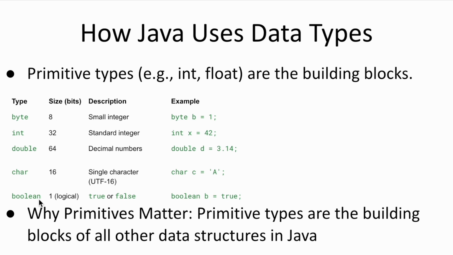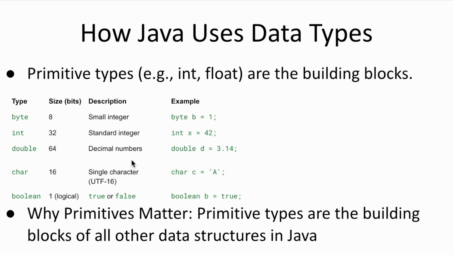Primitive types are the building blocks of all other data structures in Java. Each primitive type has a fixed size in bits, represents a specific kind of information, like integers, floating point numbers, characters, or logical flags, and allows for fast, low-level operations since there's no object overhead. It is used as the foundation for arrays, class fields, and calculations. Each of these directly maps to a predictable memory layout, which the JVM and the CPU can work with efficiently.